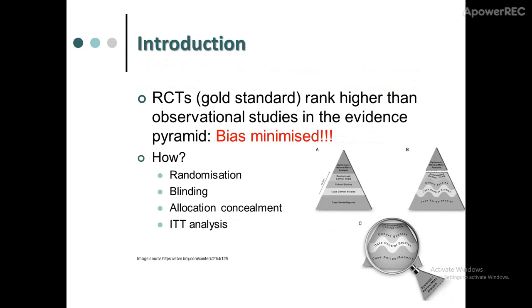Clinicians and policymakers are always searching for the best possible evidence in order to inform clinical and policy decisions. Randomized controlled trials, or RCTs, rank as a gold standard in the evidence pyramid above observational studies. This is because RCTs are able to minimize bias due to their design, which involves randomization, blinding, allocation concealment, and intention to treat analysis.